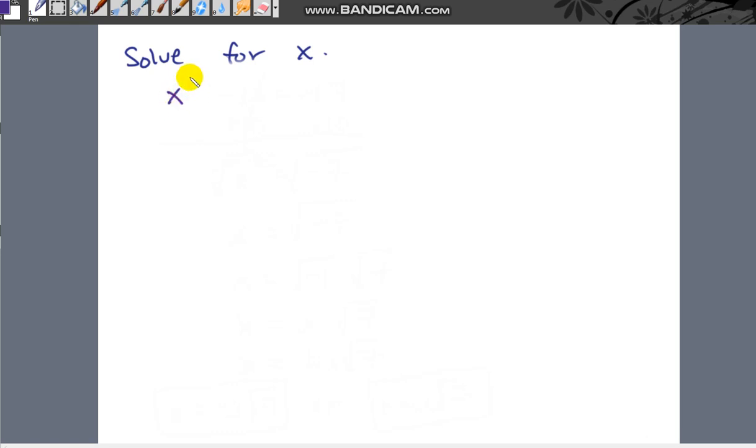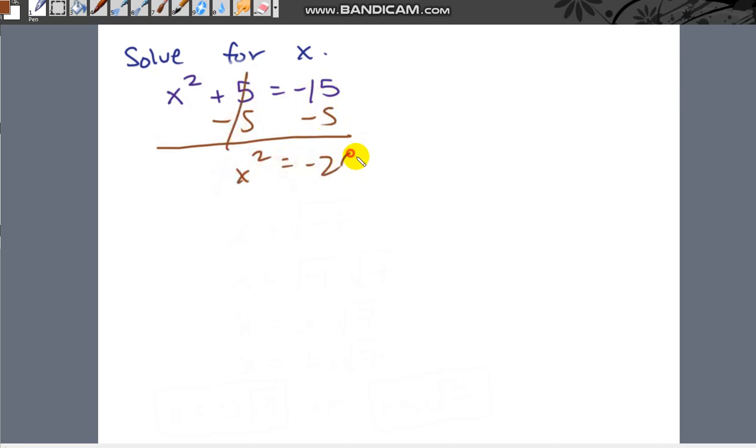Alright, so let's have a little bit more fun with some problems. So let's give you something like this: x squared plus 5 equals negative 15. What we can do is get x squared by itself. In order to do that, we can subtract 5 on both sides. This cancels, so we get x squared equals, negative 15 minus 5 is going to be negative 20.